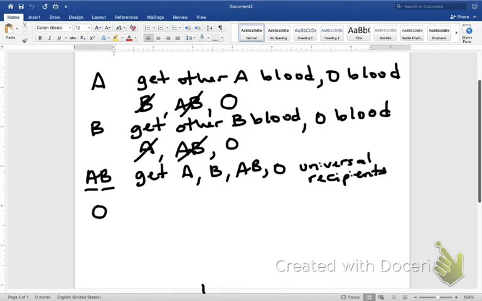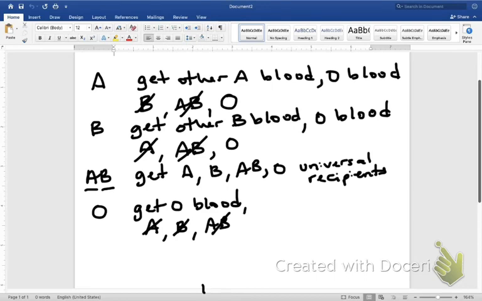If you have type O blood, can you get O blood? Sure, right? Because you're both basically free of any antigens. Could you get A blood? Would your body recognize A's? No, it doesn't recognize A's. Does it recognize B's? No, it sure doesn't. Does it recognize A's and B's at the same time? Good gosh, no, not at all, right?